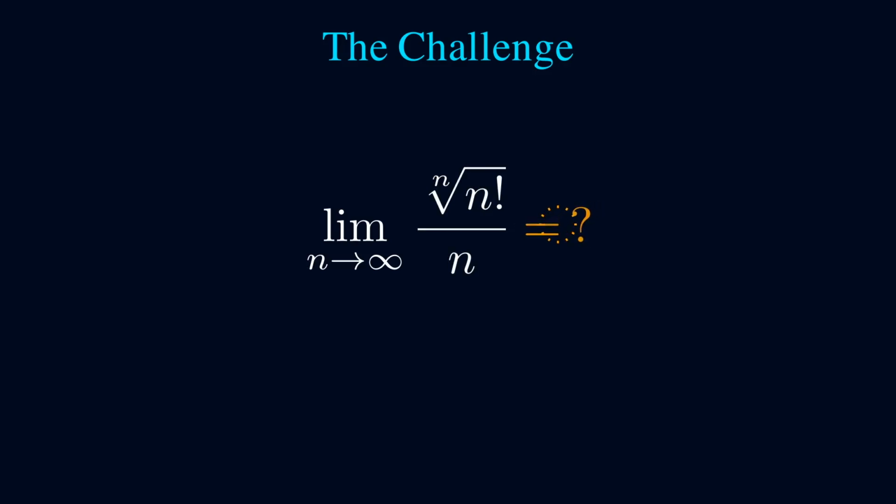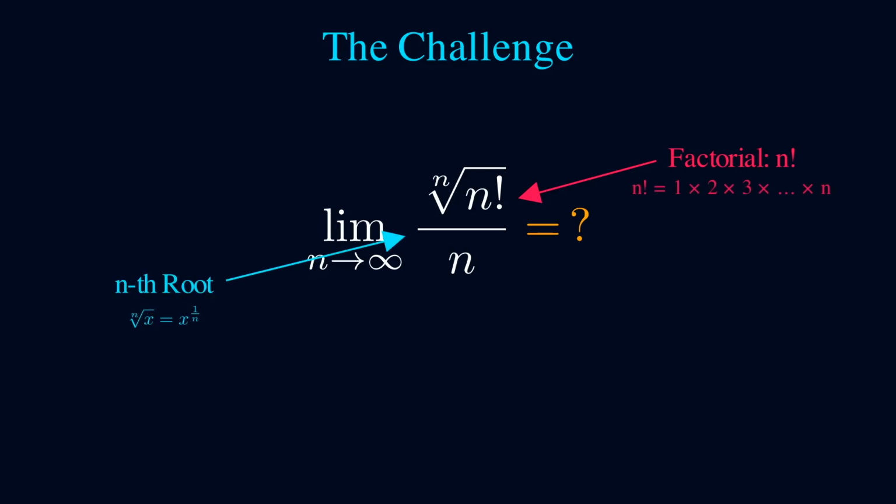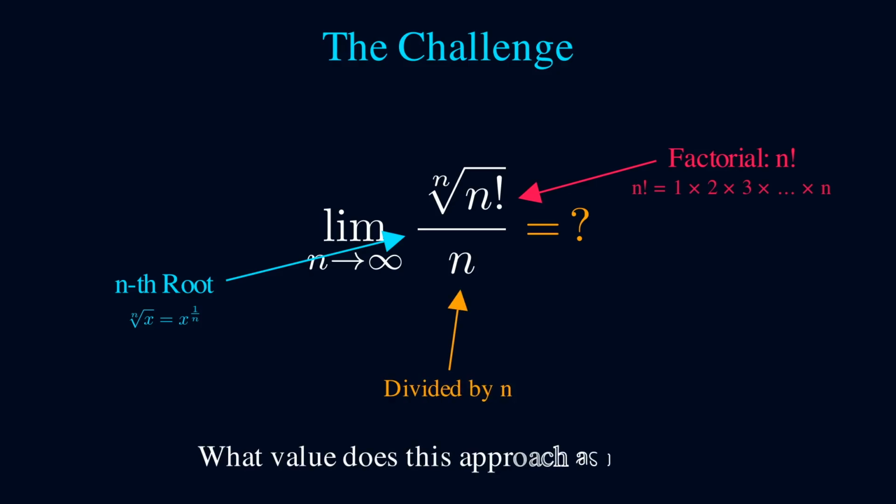Let's break down what we're dealing with. In the numerator, we have the nth root of n factorial. The nth root extracts a value such that when multiplied by itself n times, it gives n factorial. In the denominator, we simply divide by n. Understanding each component is key to solving this limit.